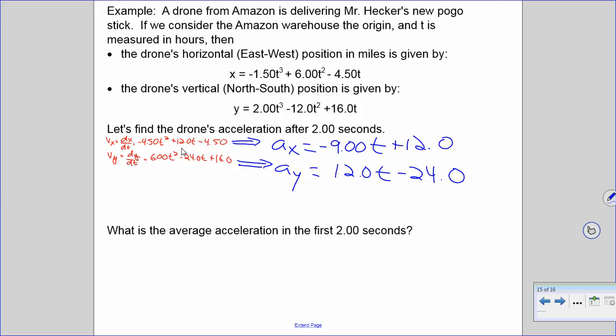So it says find the acceleration after 2 seconds. Let's do it in unit vector notation. All I'm going to do is plug 2 in for each of these times. So ax after 2 seconds is negative 9 times 2, which is negative 18, plus 12, you get negative 6. Did I do that too quick? Tell me if I'm going too quick, you guys.